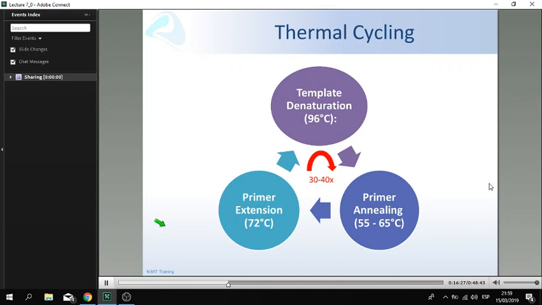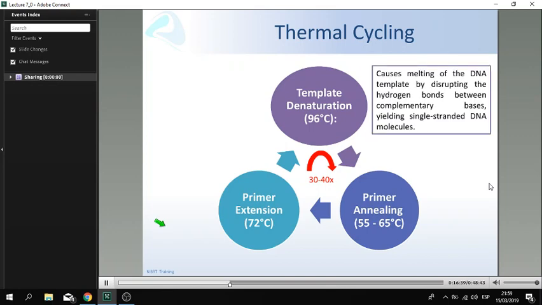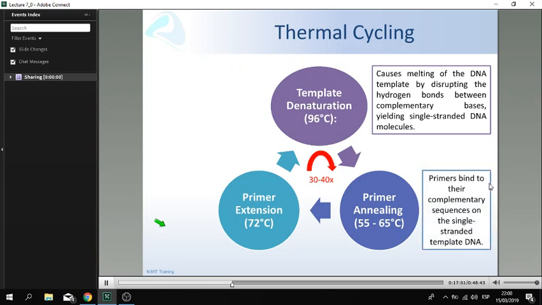So this is how thermal cycling usually works. When you put all of those samples into a thermal cycler, the first thing you do is heat your reaction to 95, 96 degrees, and this denatures DNA, causing melting of DNA templates because it disrupts hydrogen bonds, and we get single-stranded DNA molecules. DNA exists as a double helix, but we want to denature it so we can copy it. So we want to make it a single strand.